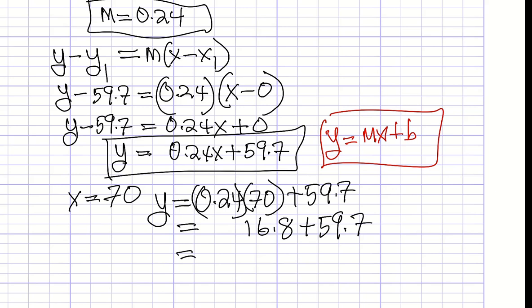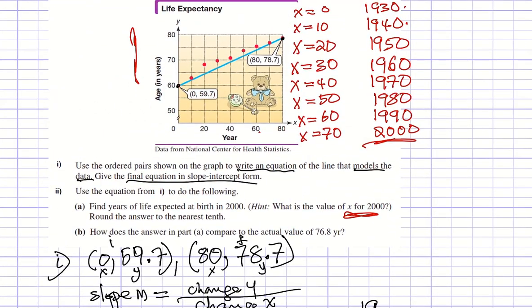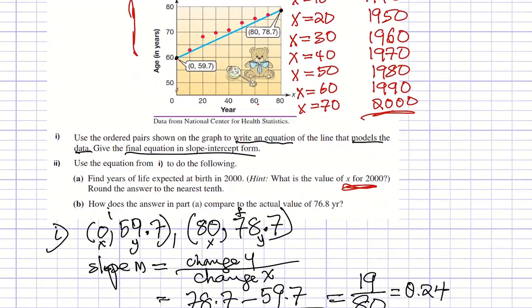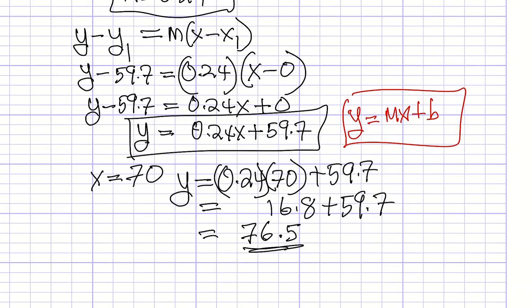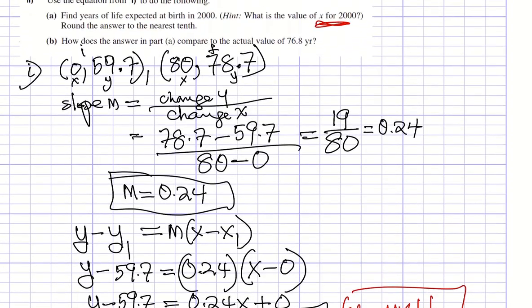So that's 76.5. That's years, right? y represents age. That's the number of years that person lives. 76.5, that's the best I can do, because x is 70. I think we did that right.